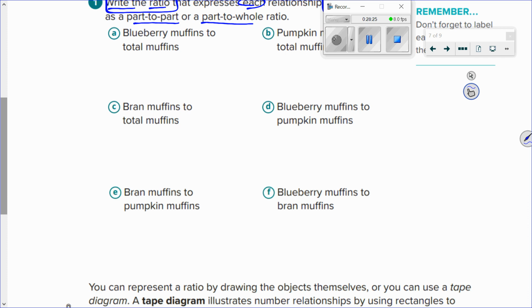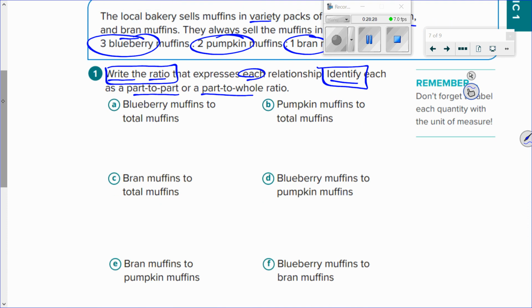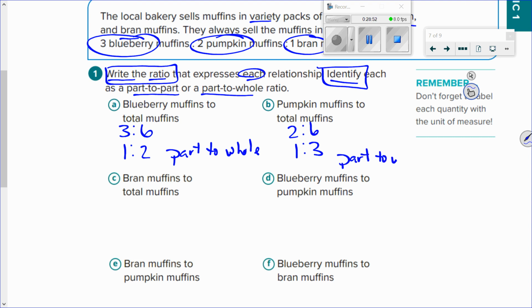Our first one, blueberry to total. So if I go back up, it was 3 blueberry to a total of 6. That would simplify to 1 to 2. And that would be a part to whole, because I'm comparing the piece to the total of them. Pumpkin to total, that would be 2 to 6, simplifies to 1 to 3. This again would be a part to whole. Bran to total, now we're at 1 to 6. That one I can't simplify any further. That is another part to whole, because I'm comparing it to the total of muffins.